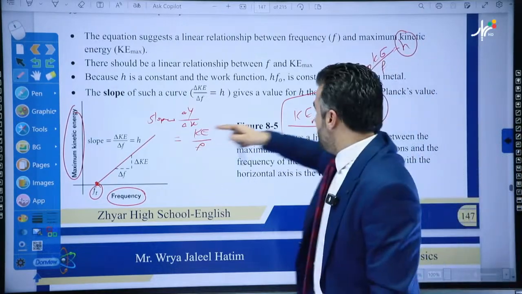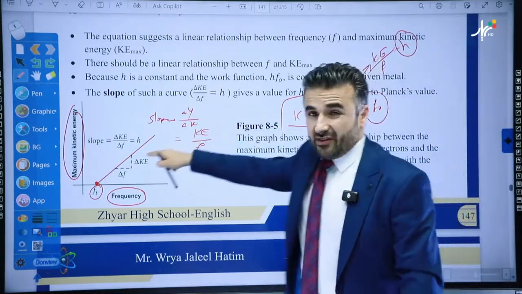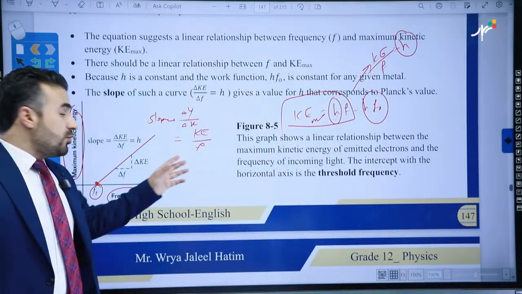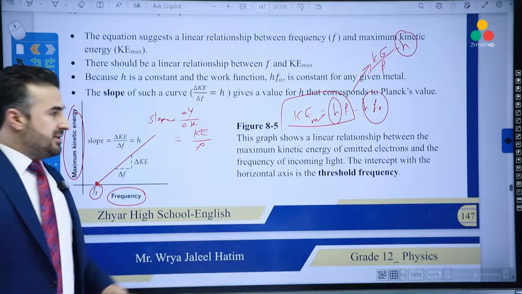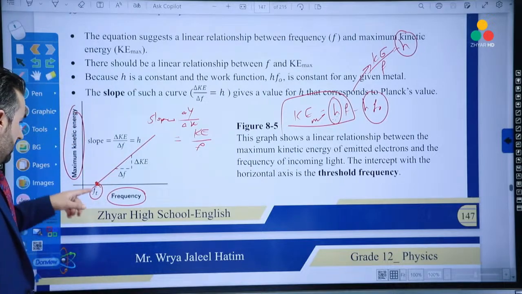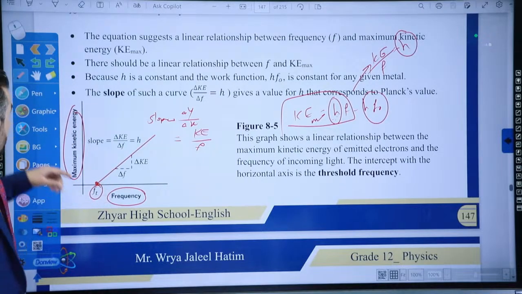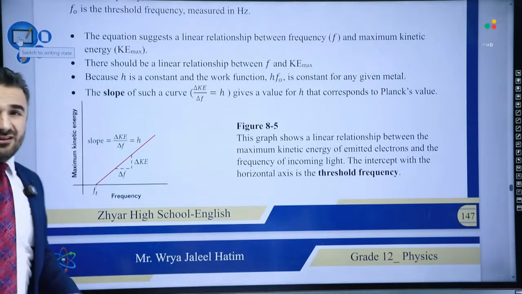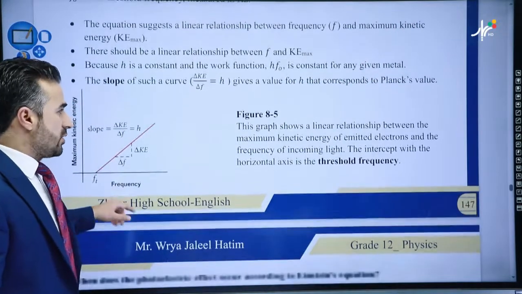So we can say this is the same as the slope of the graph in here. So the slope of the graph represents the Planck's constant here. This is very important. And the point where the line touches the x-axis, that is the x-intercept, you can call this the threshold frequency.